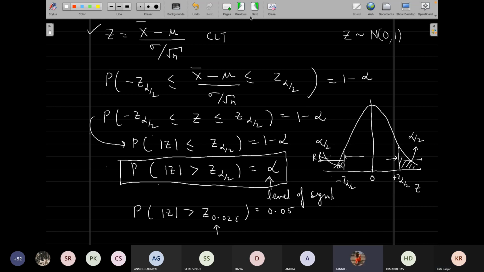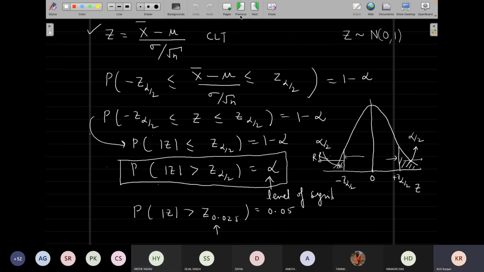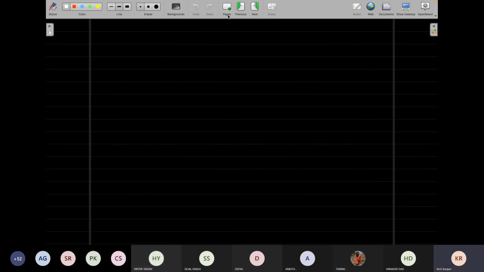The area over both alpha by. Sir, is it because of the symmetric behavior? Right. So let me just again emphasize on that. Yes, it is because of the symmetric behavior, and it is because of the area under the curve, the way you said it. So let's just try to understand the same thing again.